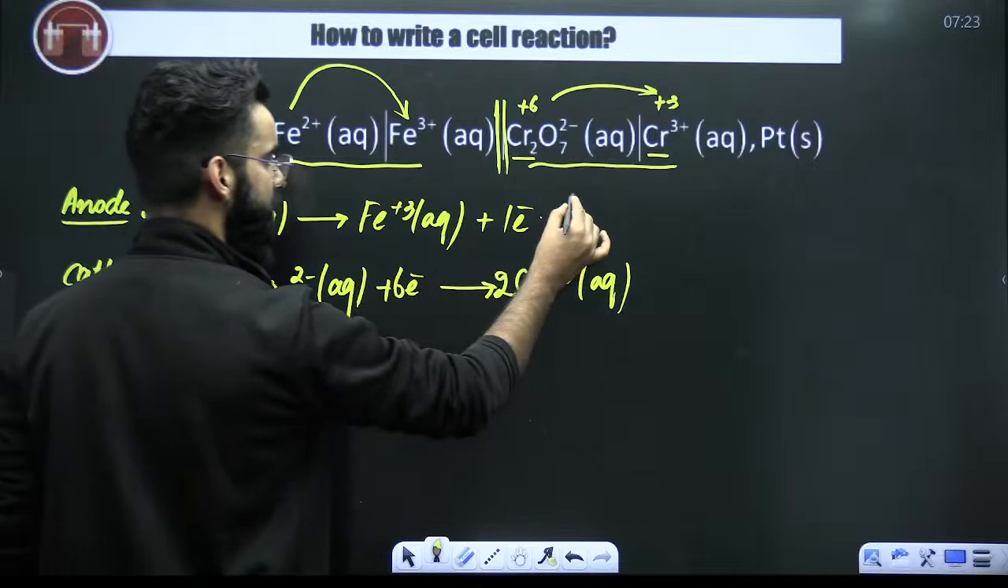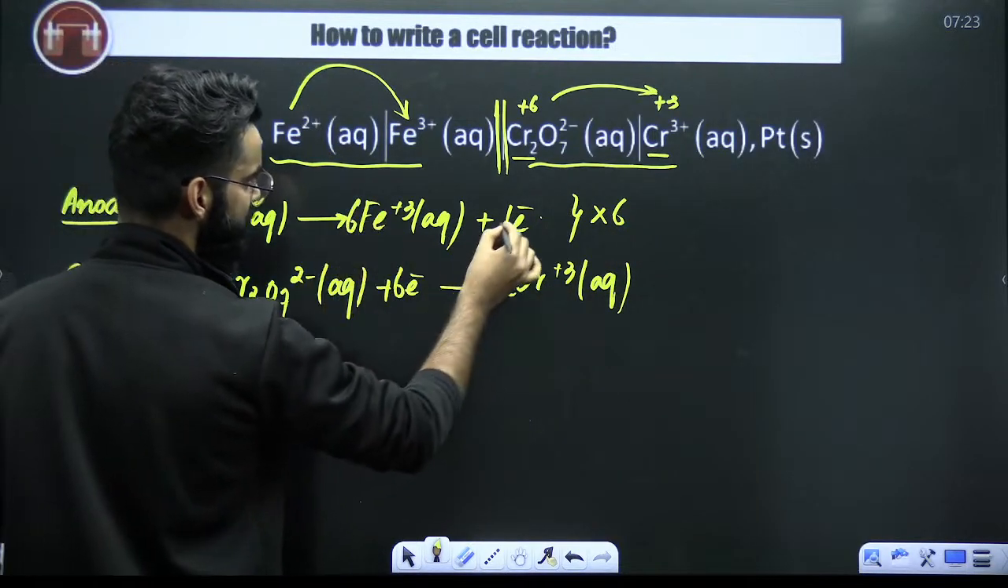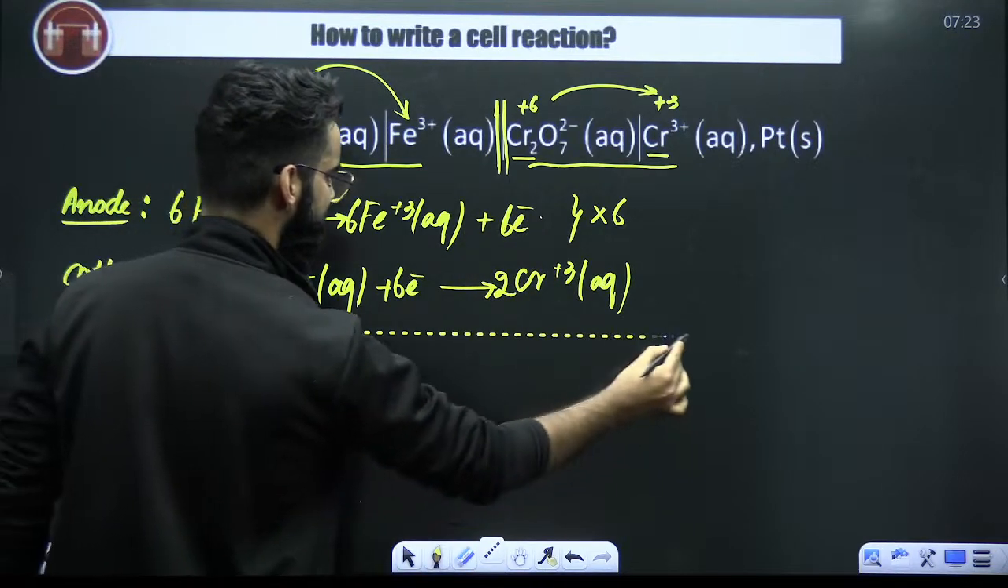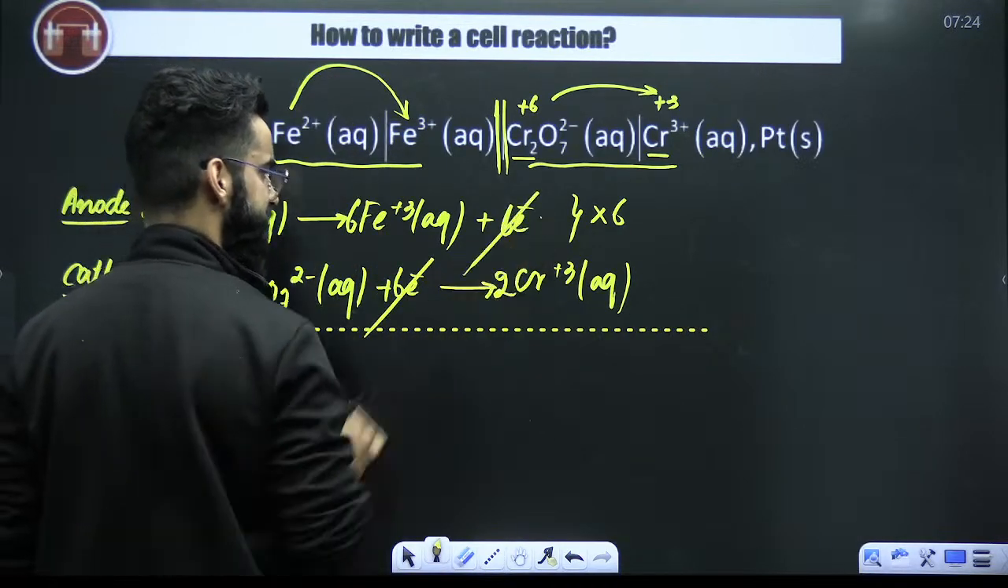The electrons are not balanced yet, okay? 6, and this is 1. So multiply this particular reaction by 6. So this has to be 6 times, this has to be 6 times, this has to be 6 times. Now the electrons are balanced. After balancing the electrons, what you need to do is add the reactions. When you add the reactions, 6 and 6 got cancelled.